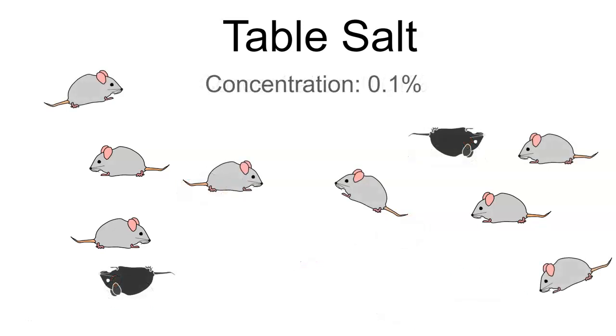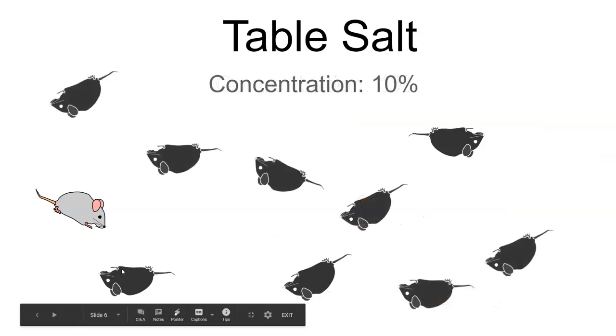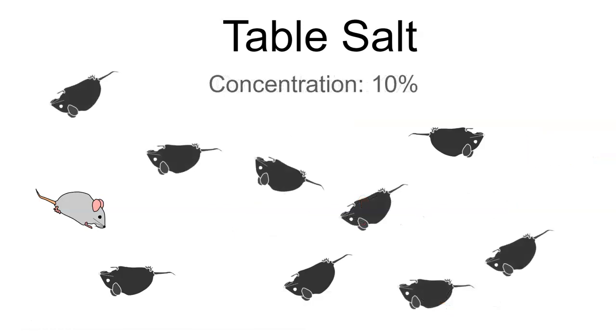When we get to 0.1% though, we can see that 2 mice have died. So here, our mortality would be 20%. When we get to 1%, 3 mice have died. That would equal a 30% mortality. And when we get to a concentration of 10%, that would mean that in the solution, 10% of what you're drinking is pure salt. 90% of the mice had died.